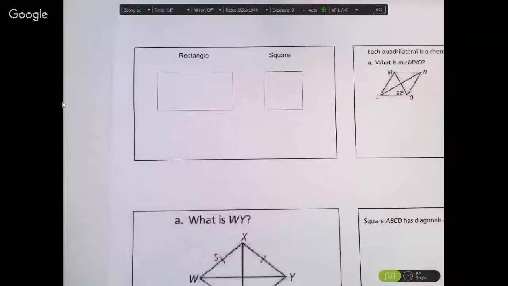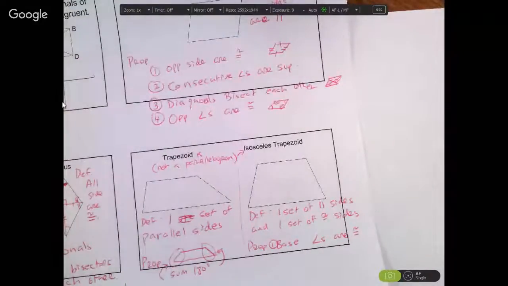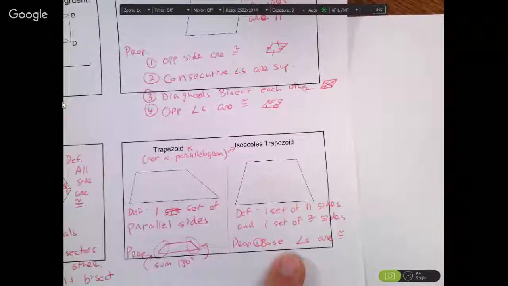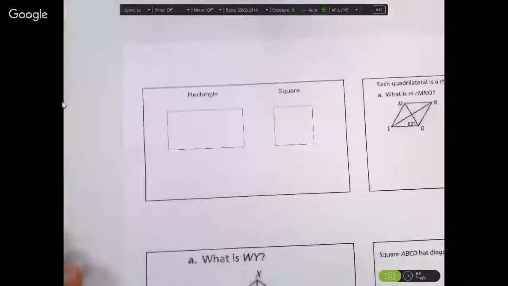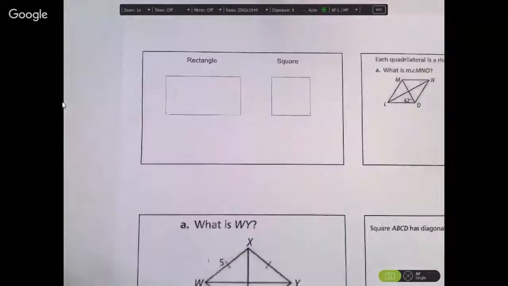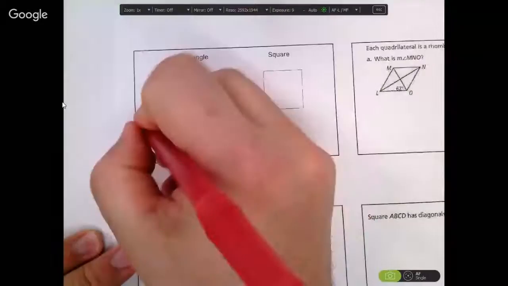So a rectangle. Did I miss something? The top angles, those are also base angles. Yeah. Okay, so we don't have to say it again. Rectangle, square, rectangle first. My attempt in the warm-up was to show what's special. Well, actually, let's define a rectangle first.